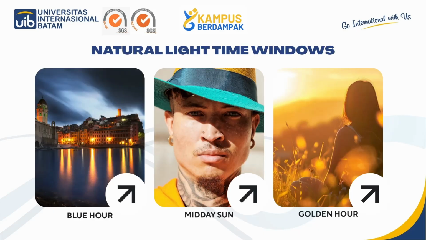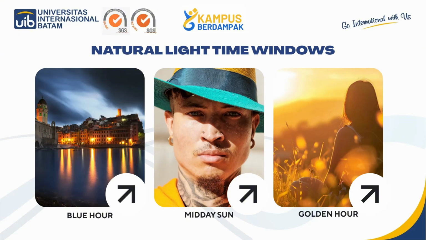Natural light time windows can be divided into 3 categories. First is blue hour. This is the moment before the sun rises and moments after the sun goes down. There is no direct sunlight, thus causing the light to be predominantly dark blue with a very soft lighting. This is ideal for city or night landscape photography. This gives off a calm, cold, and dramatic mood.